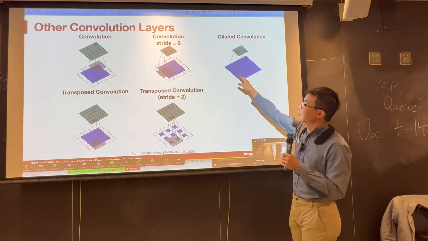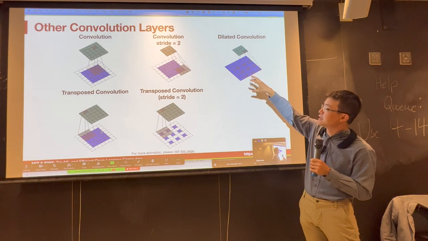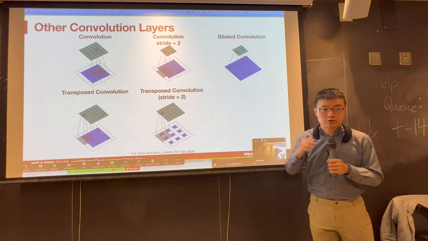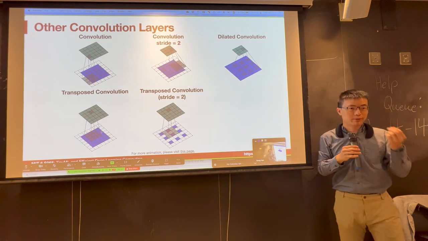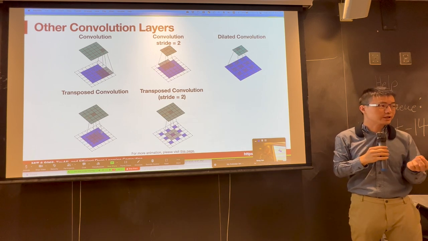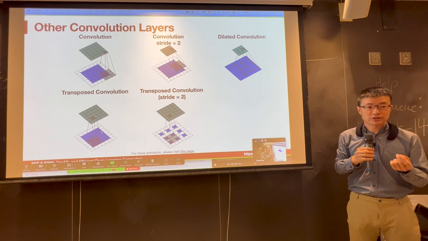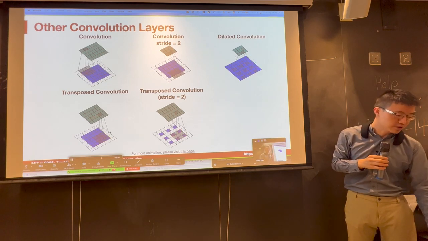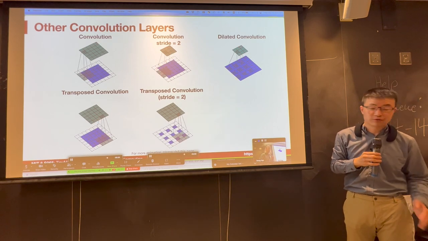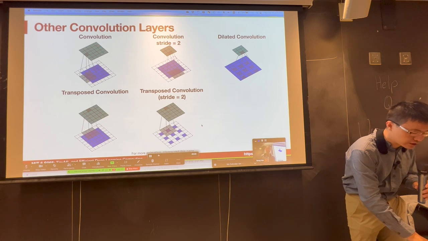So dilated convolution, basically, rather than having all the inputs consecutive with each other, you have more receptive field in a dilated convolution. And transposed convolution is widely used in backpropagation for training. It is also widely used for pixel-wise predictions when we are doing segmentation or super resolution, okay? Which is the inverse of the input convolution. So for more information, feel free to check out the website to see the math expression.